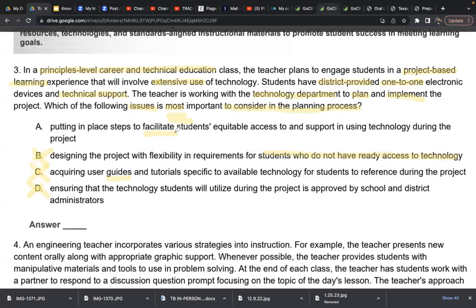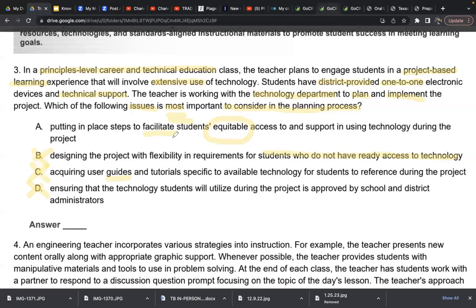Students have access to one-to-one electronics and technical support, but maybe putting in steps to facilitate, like, if you need help, then you need to email. Having steps in place so that everybody has equal access to the technical support during the project, that they know the steps they can take, that they're easy, and they make it so that everyone has access to one-to-one support. This is not saying putting steps in place to make sure they get technical support. We already know they get technical support, but if everyone's doing it, there need to be steps in place to make sure everybody has access to it. It's equal access, equal time for that support, because they're going to need it. We're a principal's class and you're using extensive technology, so clearly a lot of people are going to need one-to-one support.